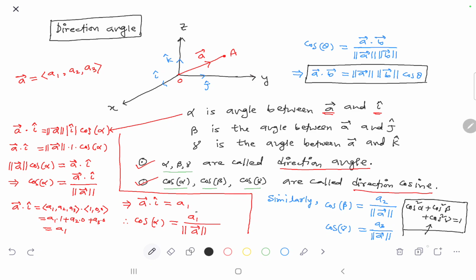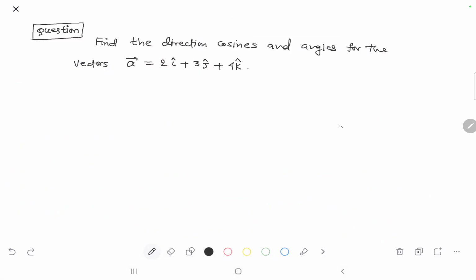Okay, nice. So now let's solve this example. Find the direction cosine and angle. We'll calculate the angle later for this vector. So how do we do this? Let me write here the solution.